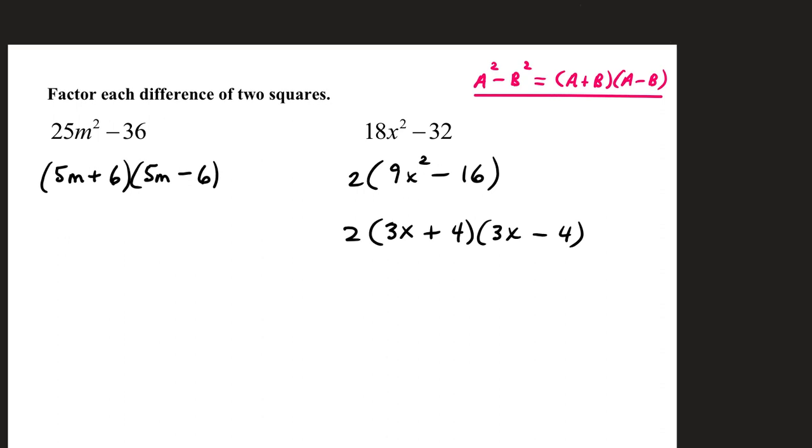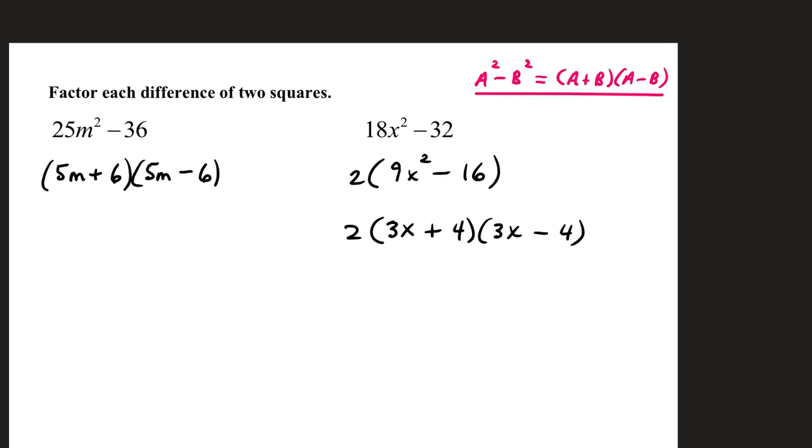A special type of binomial is called a difference of two squares. Each of these two terms are perfect squares. Now 25 and 36 don't have anything in common, so we can't divide any numbers out initially, but that's okay. If we take the square root of 25m squared, we get 5m. And if we take the square root of 36, we get 6.